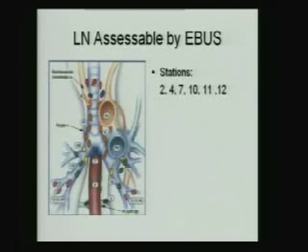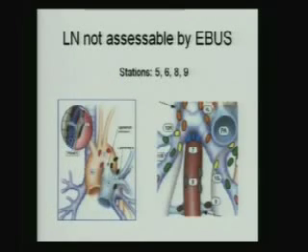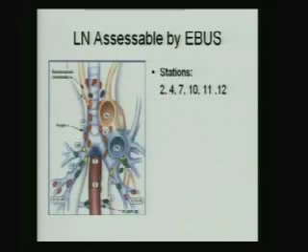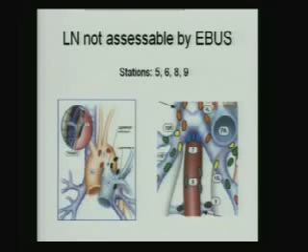So what lymph nodes are assessed by EBUS? There's the paratracheal, essentially the same lymph nodes assessed by cervical mediastinoscopy, plus the hilar and peribronchial interpulmonary. So stations 2, 4, 7, 10, 11, and 12, and of course the subcarinal. Posterior subcarinal is also assessed. That's different than cervical mediastinoscopy.